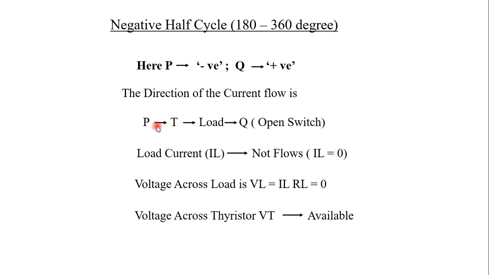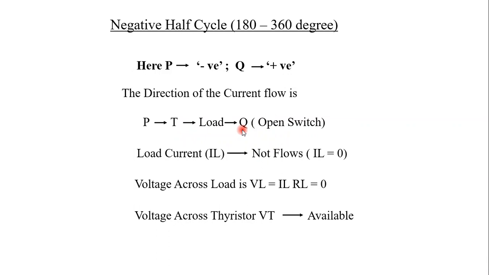So we know thyristor is a unidirectional device. Only when the anode gets positive supply will it be forward biased, otherwise it will not be forward biased. So now negative is connected to the thyristor's positive terminal. So this time the thyristor is reverse biased. So the switch is not closed. At that time the switch is open.